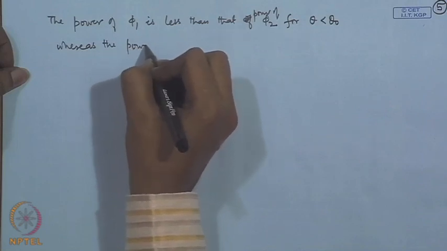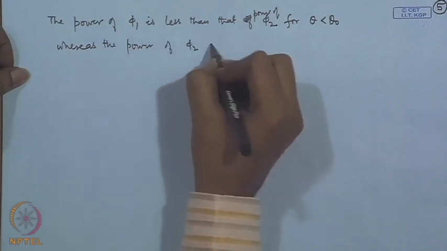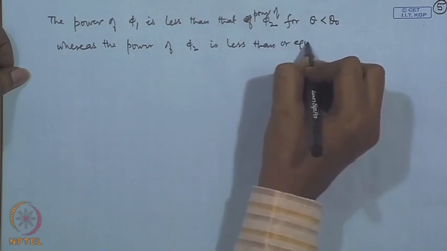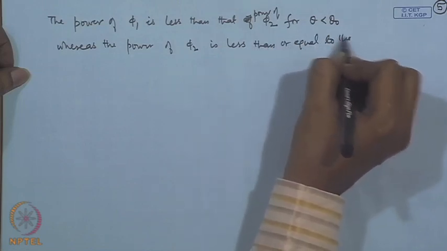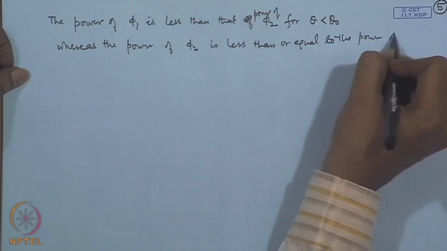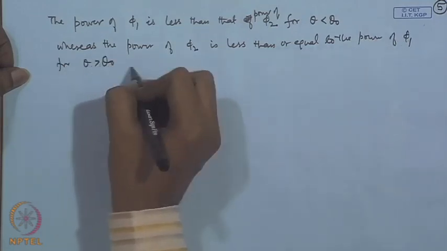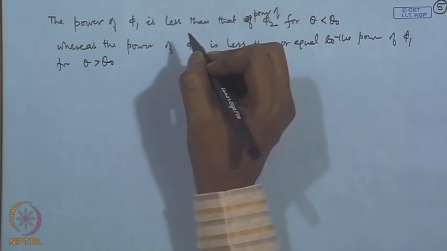and if I consider the power of phi 2, that is less than or equal to the power of phi 1 for theta greater than theta naught. Note here, what we are claiming is that for one sided testing problems phi 1 and phi 2 both are UMP, but in the other region they have the power higher than the other one.